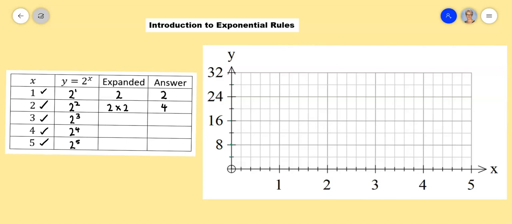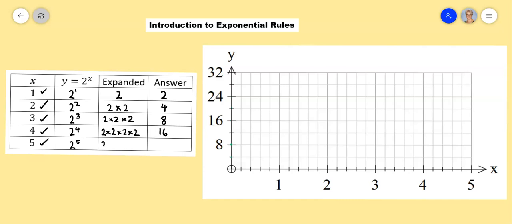2 to the power of 3 is 2 times 2 times 2, 2 multiplied by itself 3 times. 2 times 2 is 4. 4 times 2 is 8. 2 to the power of 4 is 2 times 2 times 2 times 2, 2 multiplied by itself 4 times. 2 times 2 is 4. 4 twos are 8. 8 twos are 16.